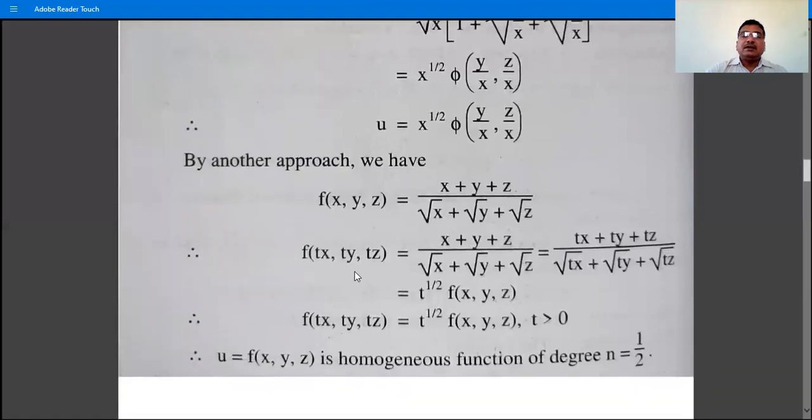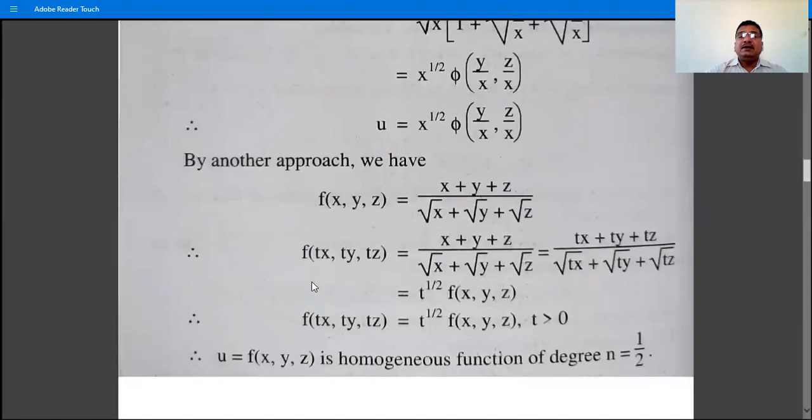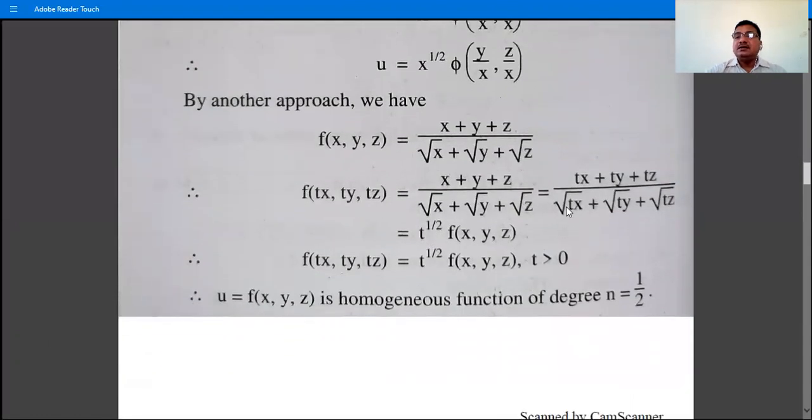Or we can also take f(tx, ty, tz). This is f(x, y, z). So we will find f(tx, ty, tz) is what? Replace x, y, z by tx, ty, tz. So it is tx plus ty plus tz divided by root tx plus root ty plus root tz, and that is, take t common from the numerator, and t raised to half, or root t, common from the denominator.